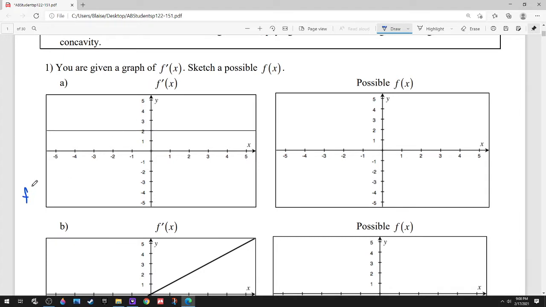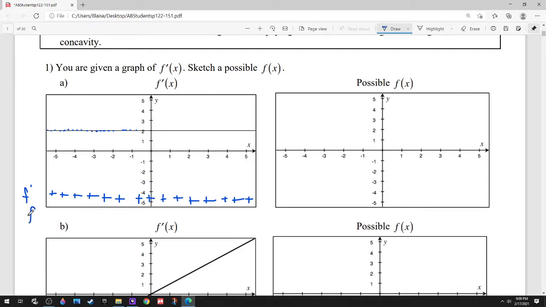So, I'm just going to do the sign chart down here on this actual graph. What are the values of f prime all along here? Well, they're all 2. So they're all positive, right? What's something where you have a positive slope of 2 the entire time?